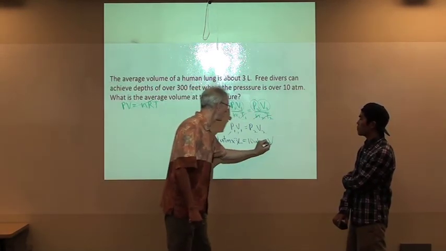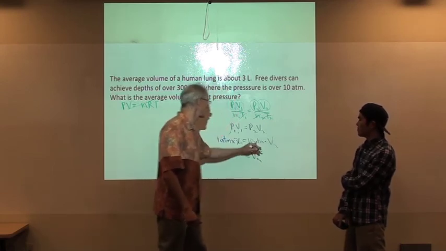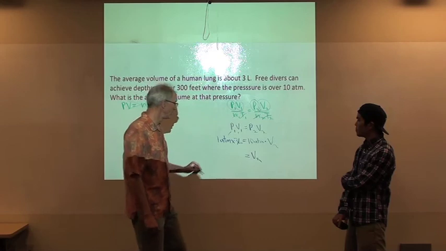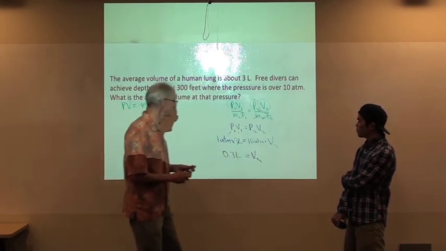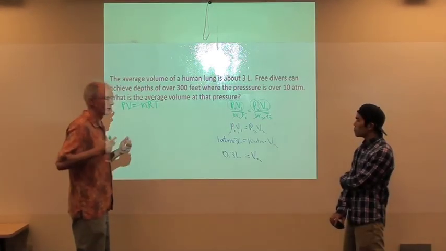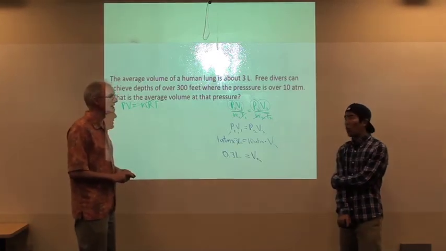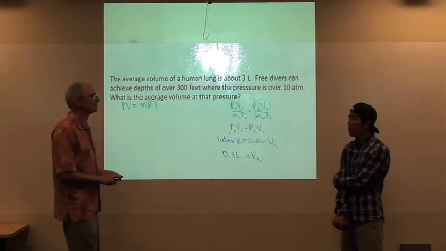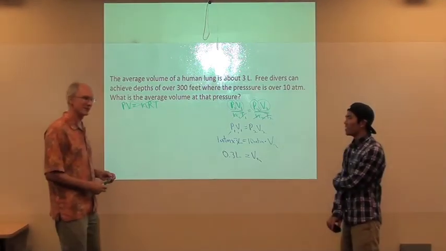And so presto changeo, I can solve this equation, just divide both sides by 10, and I get 0.3 liters. Right? So if you dive to that pressure, your lungs get collapsed from 3 liters to about 0.3 liters, i.e. a tenth the size. You can actually break ribs doing this. It sounds like fun. Yeah, sounds like a lot of fun.